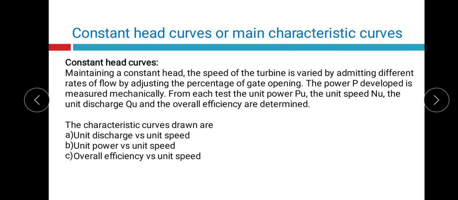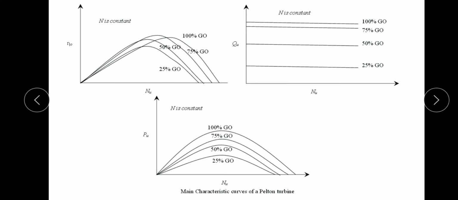From each test, the unit power Pu, the unit speed Nu, the unit discharge Qu and the overall efficiency are determined. So the characteristic curves drawn under main characteristic curves are unit discharge versus unit speed, unit power versus unit speed, overall efficiency versus unit speed. So these are the curves related to the main characteristic curves of a Pelton turbine.